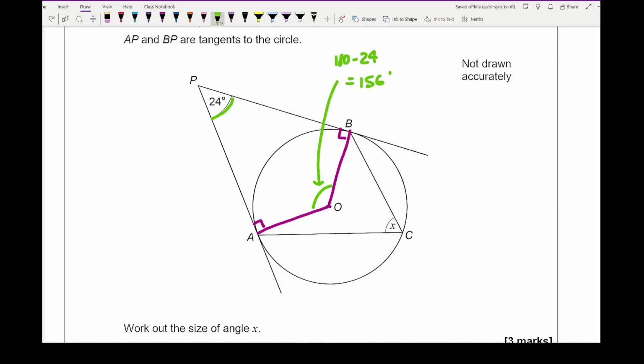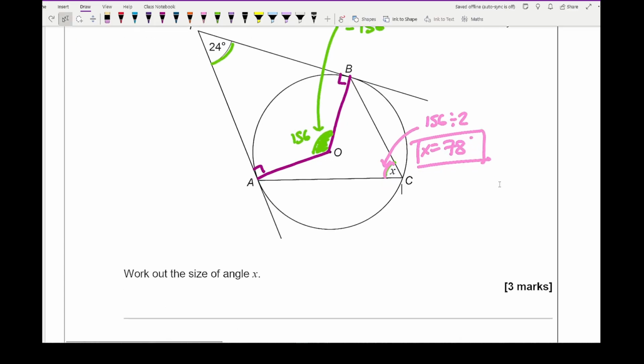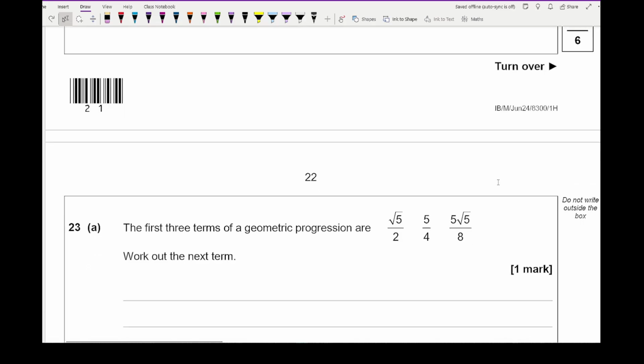So this angle here is 156. Now from this you should be able to spot we've got an arrowhead, so I can then work out what this angle here is going to be, which is going to be half of 156, which gives me an answer of 78 degrees. So x equals 78 degrees. And again, in the exam they would allow you to show your working out on the diagram.